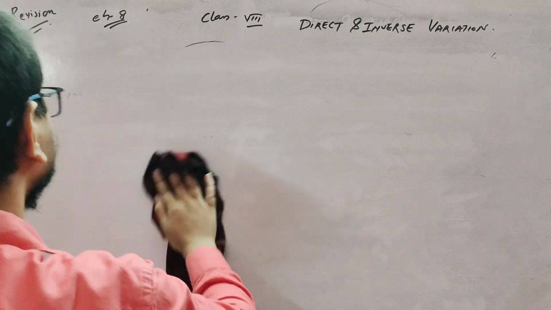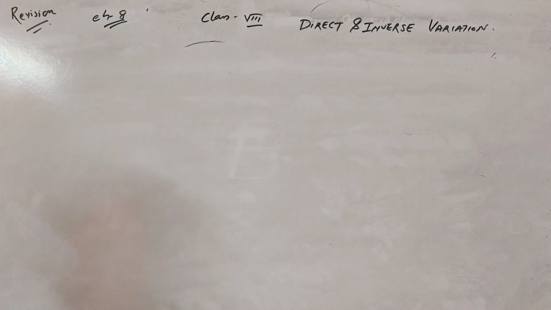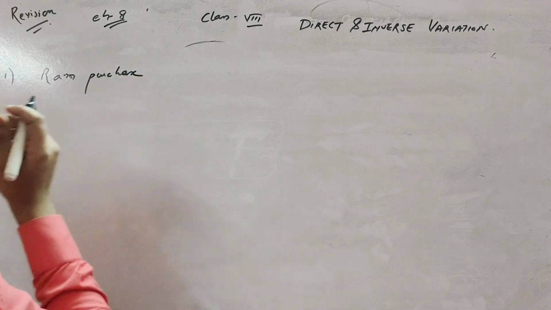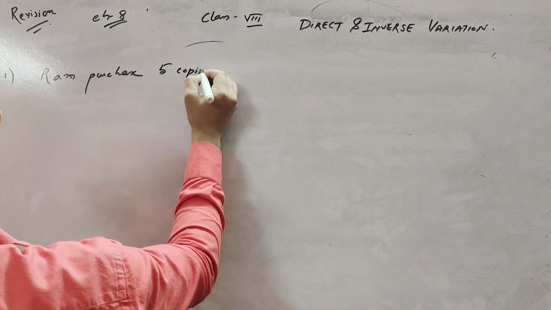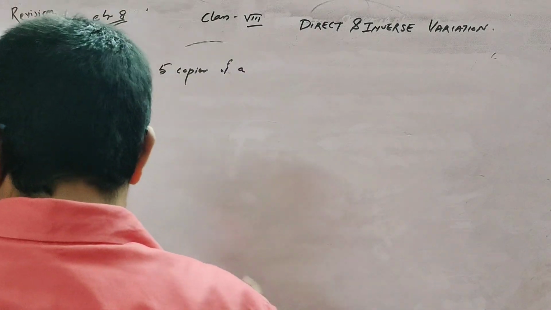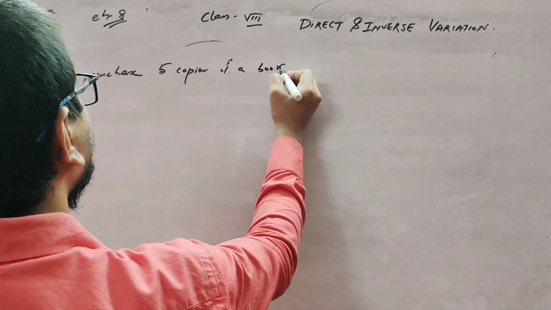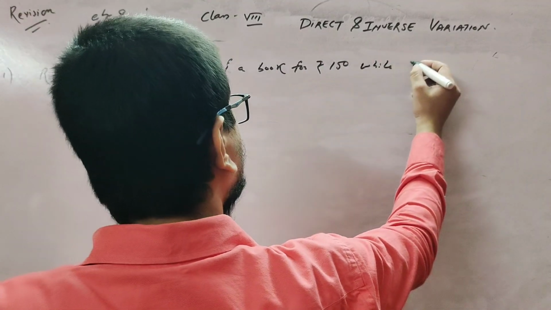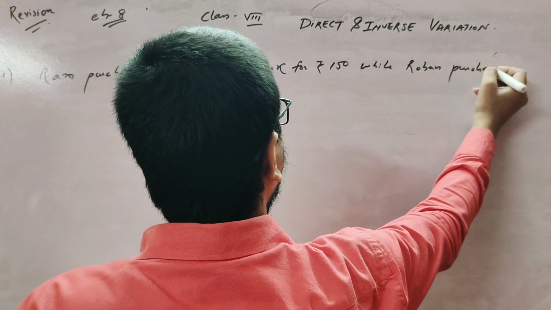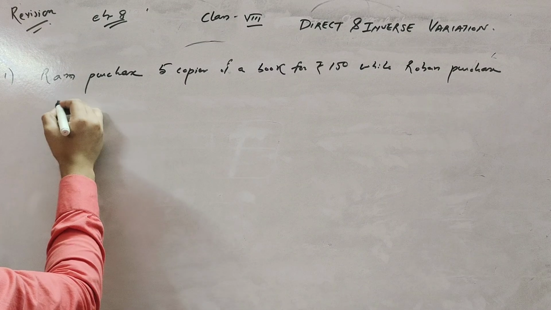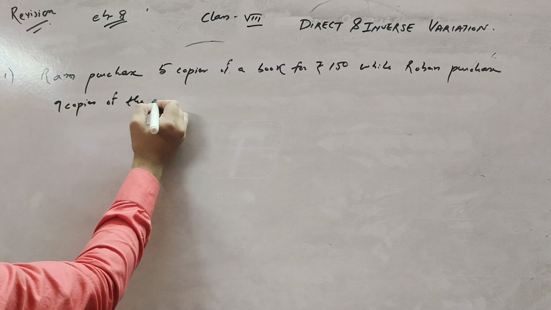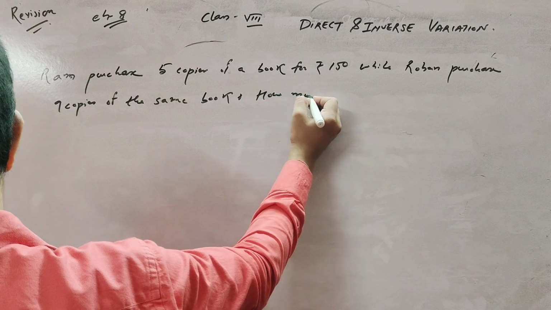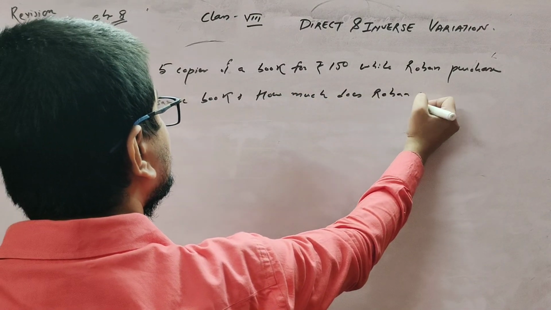Now see one more question. Ram purchased 5 copies of a book for rupees 150, while Rohan purchased 9 copies of the same book. How much does Rohan pay?